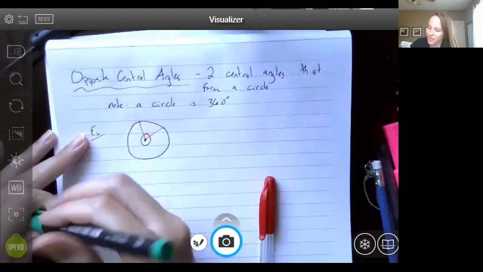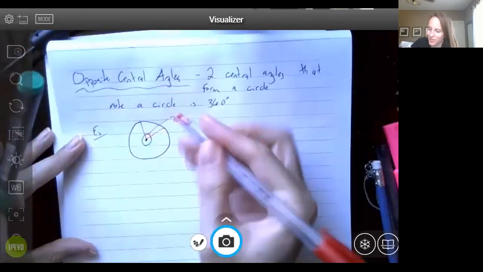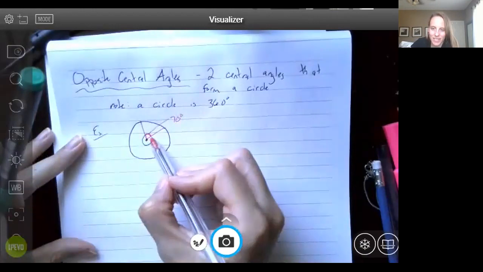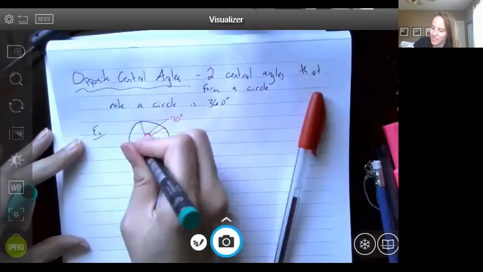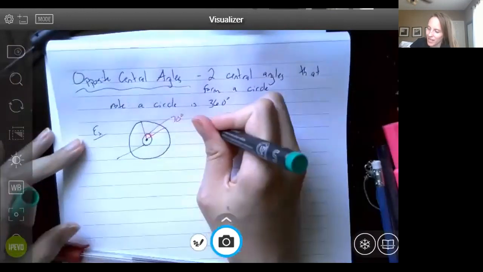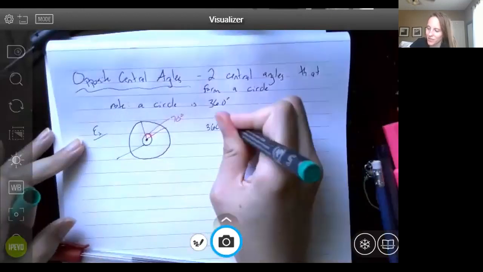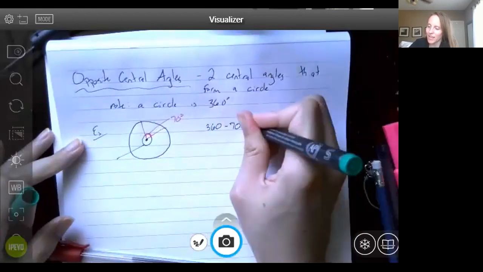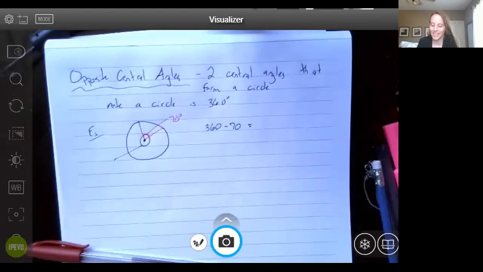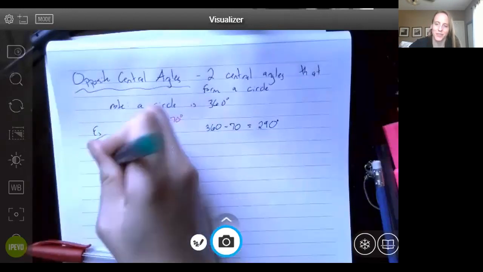So if I told you that this central angle right here is 70 degrees, in order to find out what its opposite central angle would be, I would just take 360 degrees, the degrees in a circle, subtract the central angle that I know, and oh my gosh, is that 290? 360 minus 70 is 290. So that would be the opposite central angle.